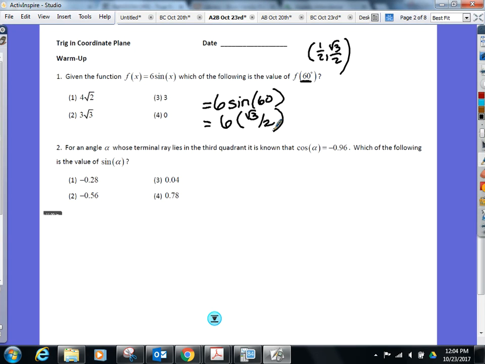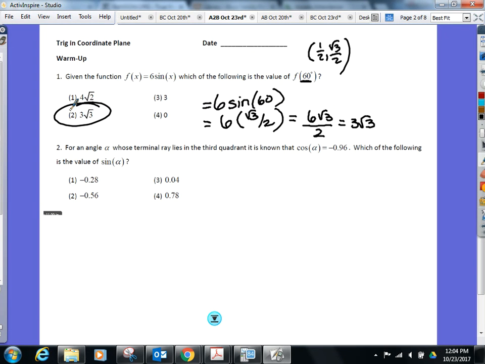Everyone all right? Why pick the y coordinate? It's the sine on the unit circle. All right, now it's your algebra. 6 radical 3 over 2. Go ahead and reduce it. You end up with 3 radical 3. Questions?